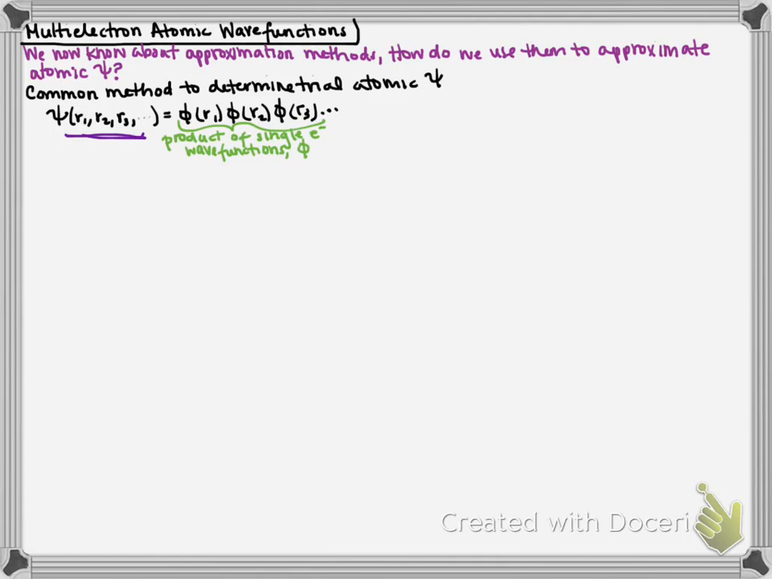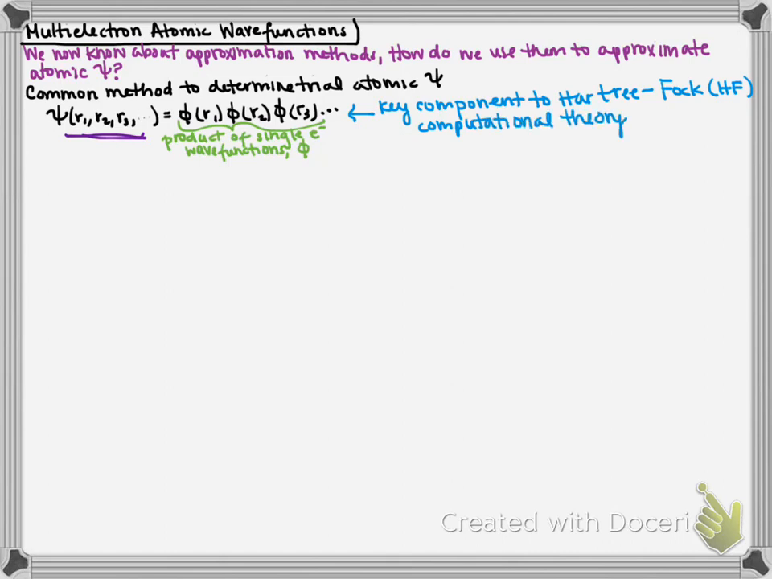So this is one way of doing it, and in fact this is a key component to Hartree-Fock computational theory, or HF. So whenever you used HF or RHF theory within WebMO during lab, this is actually what was happening. This is how the computer was approximating atomic wave functions. So this is going to be the way that we talk about. There are other ways. This is the most common and the only one that we'll talk about within this class. So how do we do that? And so how do we know exactly which trial or which single electron wave functions to use?